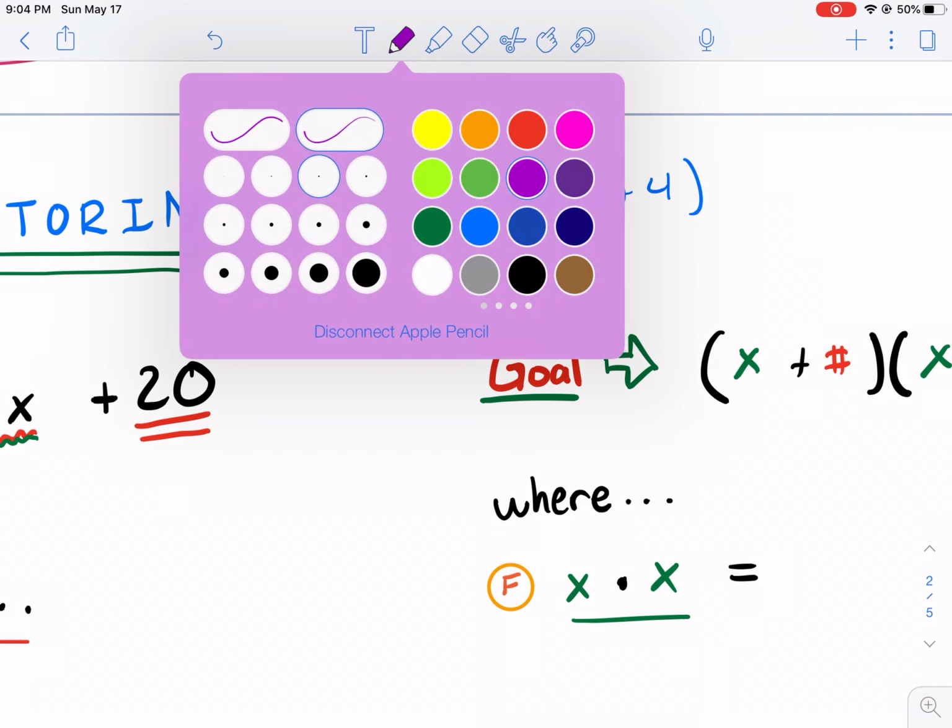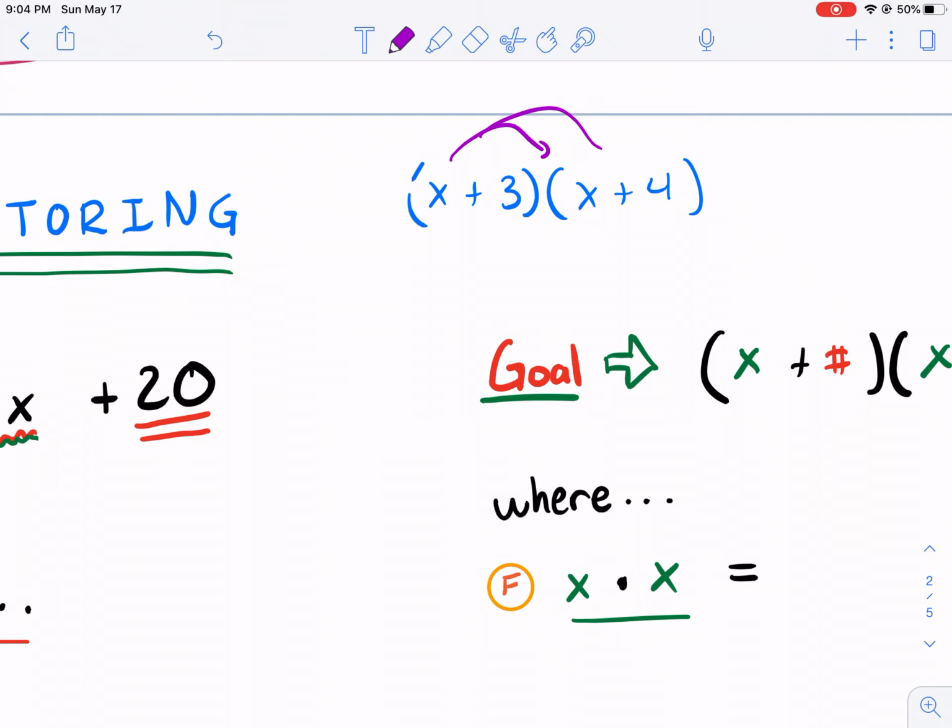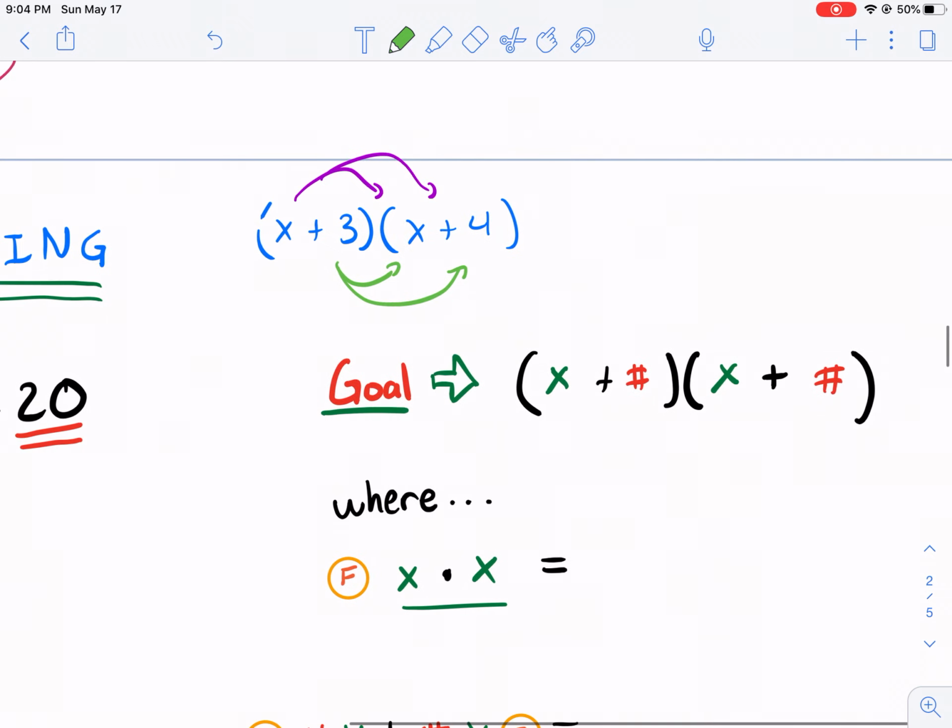Well, if you guys take a look at the previous video, you'll see that we can distribute both the x to both terms in the second parentheses and 3 to both. And we get x squared plus 4x plus 3x plus 12. The final answer being x squared plus 7x plus 12.